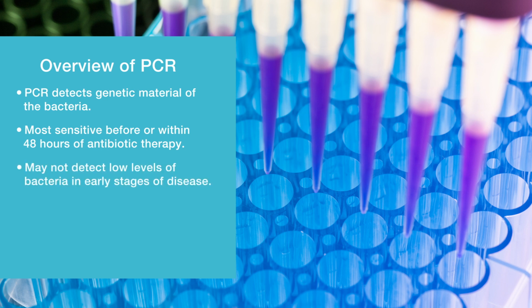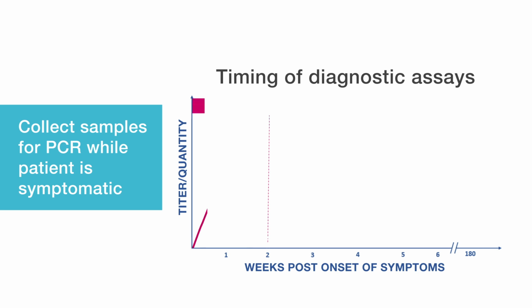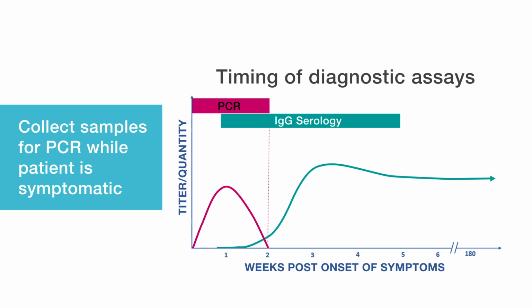Spotted fever group Rickettsia, such as Rickettsia rickettsii, circulate in the blood at low levels in the early stage of disease, making PCR on early samples less sensitive. A positive PCR test result is confirmatory, but a negative test result does not rule out the possibility of infection. For PCR, collect samples within the first 14 days of illness while a patient is still symptomatic. The quantity of bacteria in blood or tissue may decrease as the body fights infection or following antibiotic therapy.